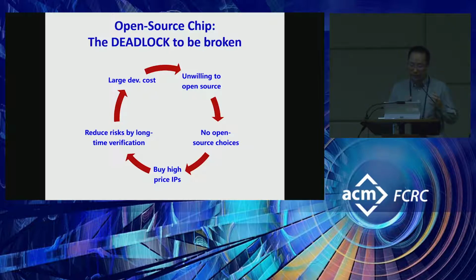This is because the development cost is very large, so nobody is willing to share their design. Since there is no open source choice, we have to buy and pay a high cost for IPs. And since we have already spent so much money, we want to reduce risks by long verification, which increases the cost over and over. So how do we break this deadlock?